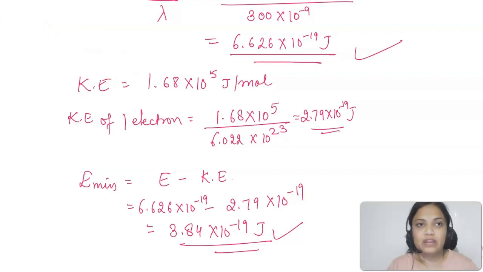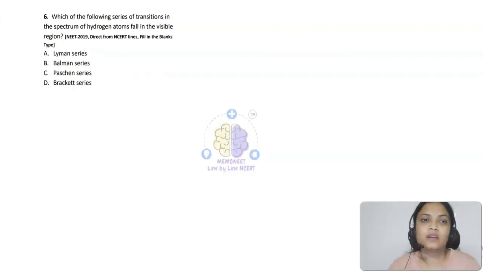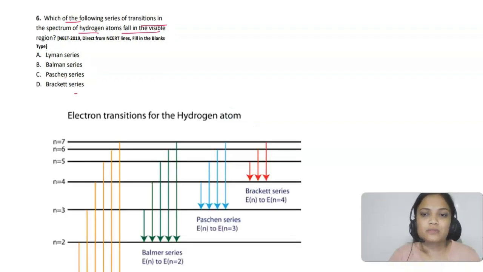Now we will be moving ahead to the next one. So students, this is the next question. The question says which of the following series of transition in the spectrum of hydrogen atom fall in the visible region: Lyman series, Balmer, Paschen and Brackett. So you know about the line spectra of hydrogen, right? To answer this question we must know about the line spectra of hydrogen, then tell which transitions lie in the visible region. So let me show you the line spectra first.